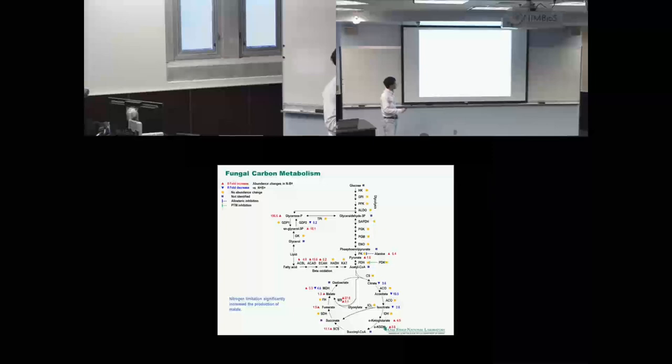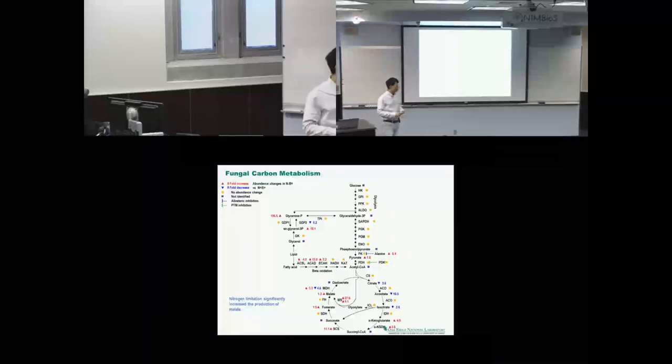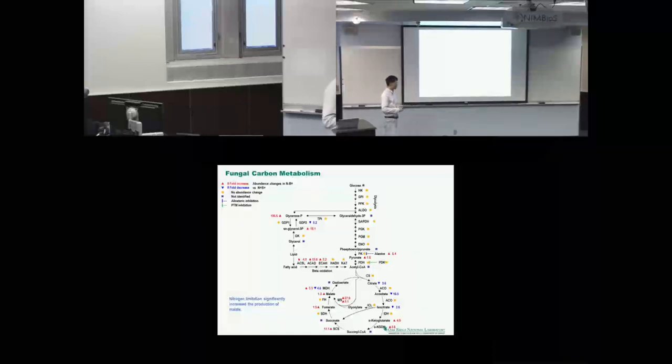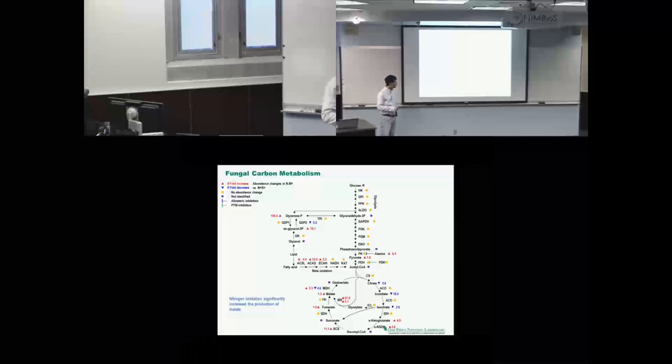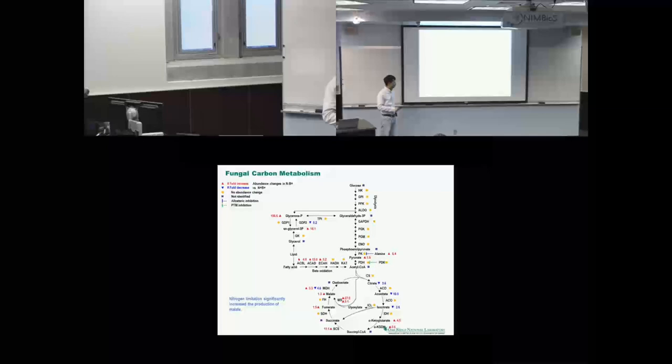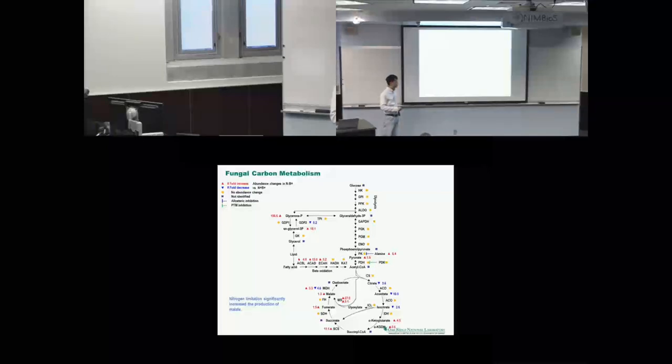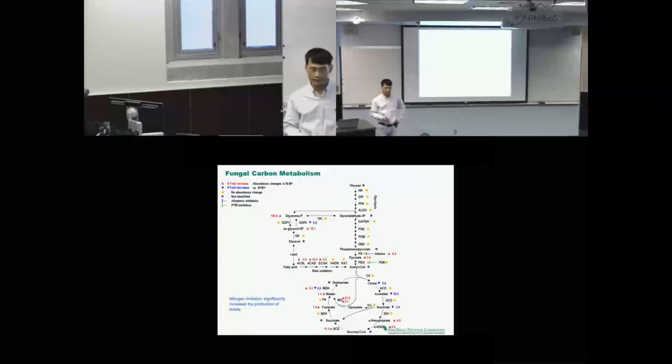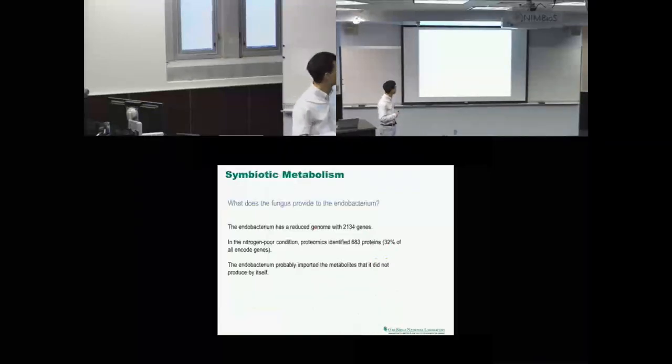Here we show the TCA cycle, because the intermediates in the TCA cycle are used in many biosynthesis pathways. The enzyme and metabolite concentrations are regulated very differently. You don't see a uniform up and down regulation to change the metabolic fluxes. But one interesting thing is we found that the malate synthesis through this glyoxylate pathway increases significantly. So in nitrogen limitation, why does the fungal need to increase the production of malate? So hold on to this thought.